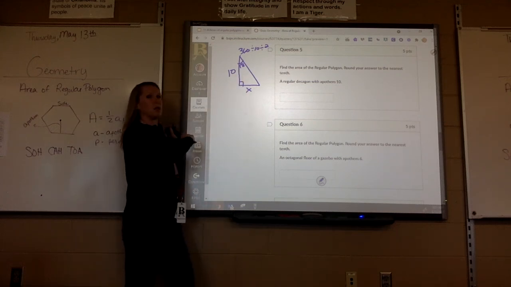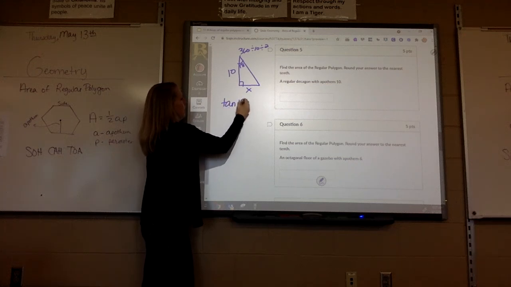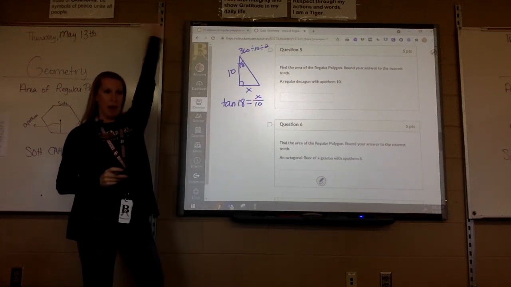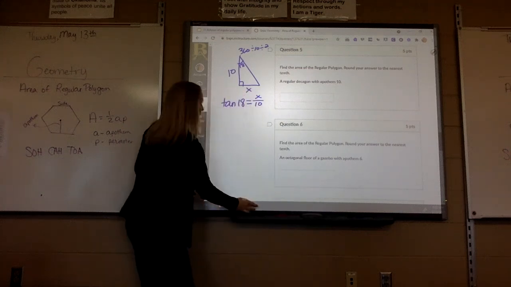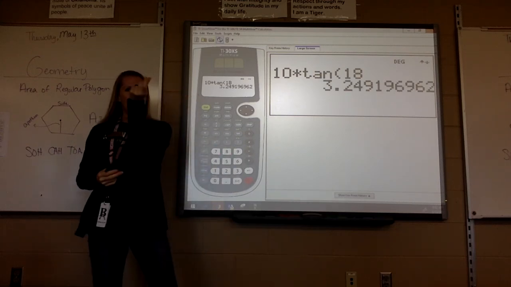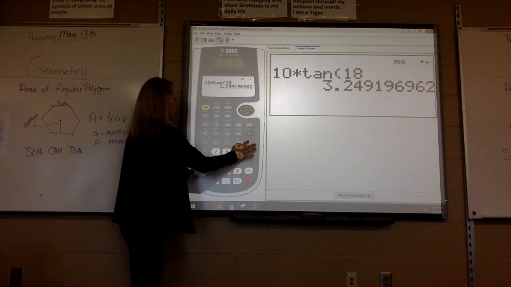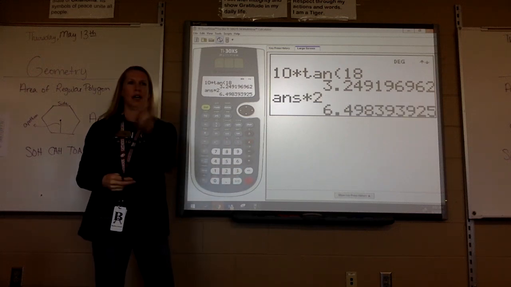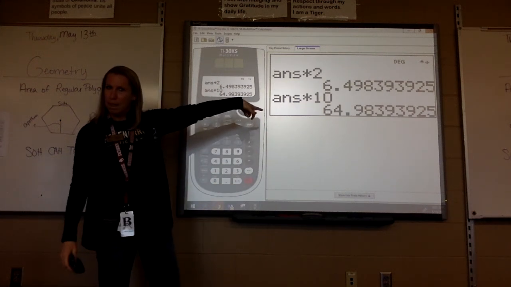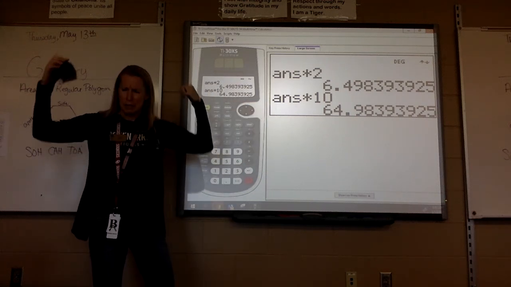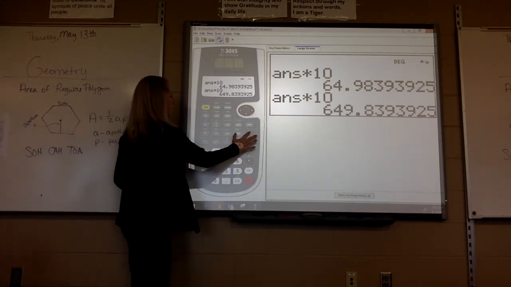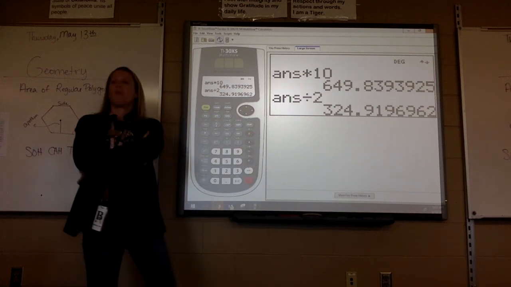So no hypotenuse. Which one do we use? Tan 18. Opposite over adjacent. X is up high. 10 times tan 18. So that's just that half side. So what do I need to do? Multiply by 2. And then multiply by sides, which is 10. That's my perimeter. But then I have to multiply by the apothem, which is also 10. So yeah, that could get kind of confusing. And then what do we do at the very end? Divide by 2. 324.9. Good.